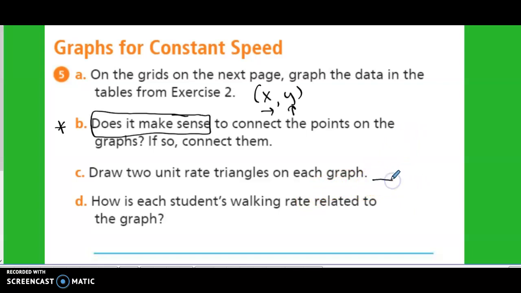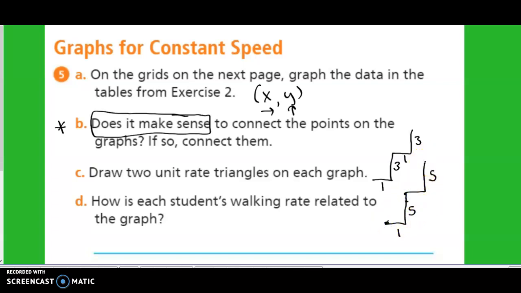If you can draw steps from one point to the next point on your table, you can only go over one square, and then you would go up the height of that coefficient. So for student 1, you would go over 1, up 3 to plot all your points. For student 2, that unit rate triangle would be over 1, up 5. Every time 1 second goes off the clock, the student goes 5 distance. And then these would be points on your graph.